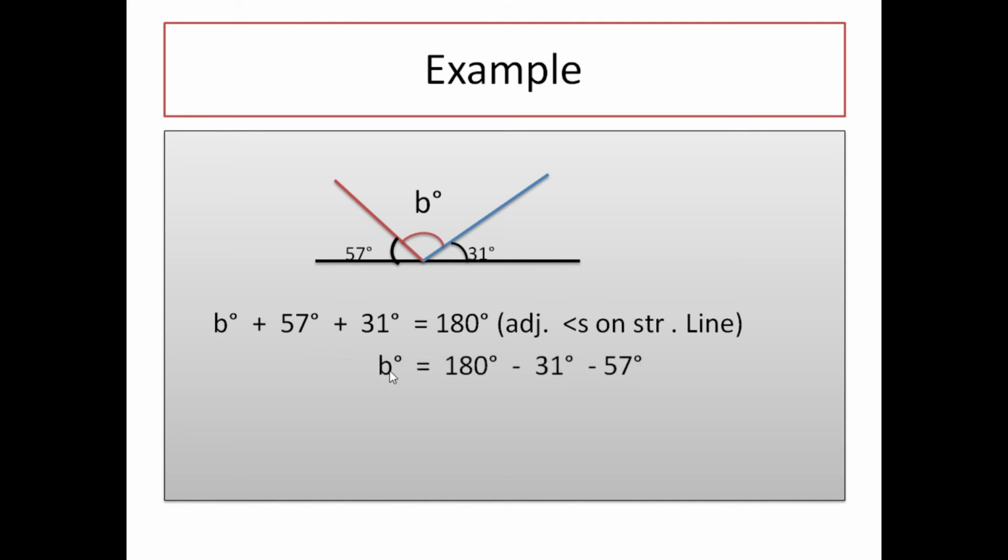For the value of B, I have to move 57 and 31 to the other side of the equal sign. So they will be subtracted, that is minus 31 and minus 57. And when I subtract 57 and 31 from 180, it will become 92. So the value of B is 92 degrees.